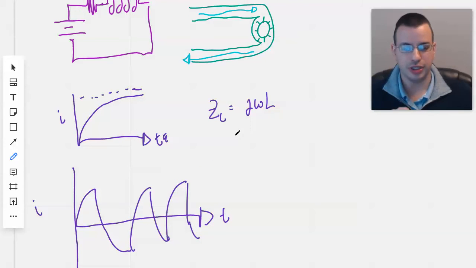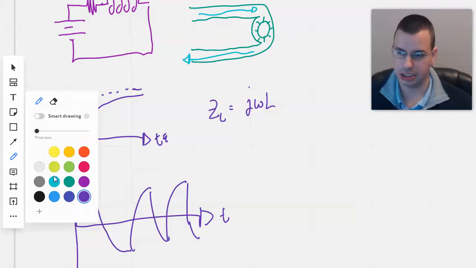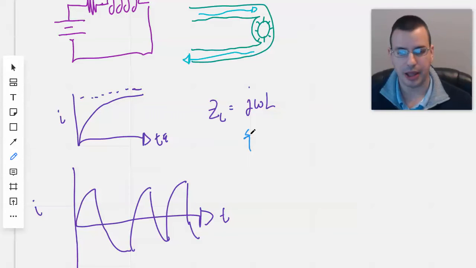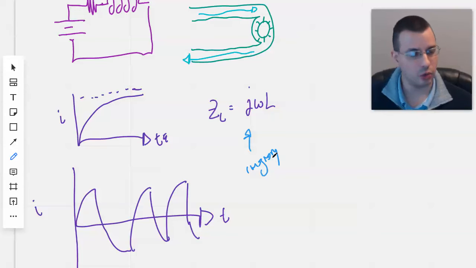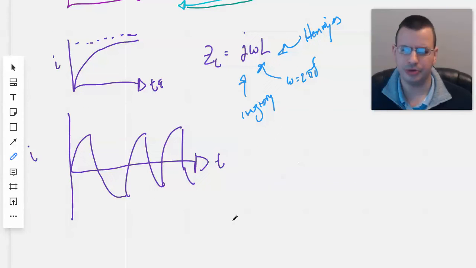And so this is modeled by J omega L, where again, J is the imaginary unit. So it's kind of like i, where J squared is -1. Omega equals 2 pi f. And L is inductance measured in henries. I don't know, or do they keep the Y? Not sure. Mystery of life.